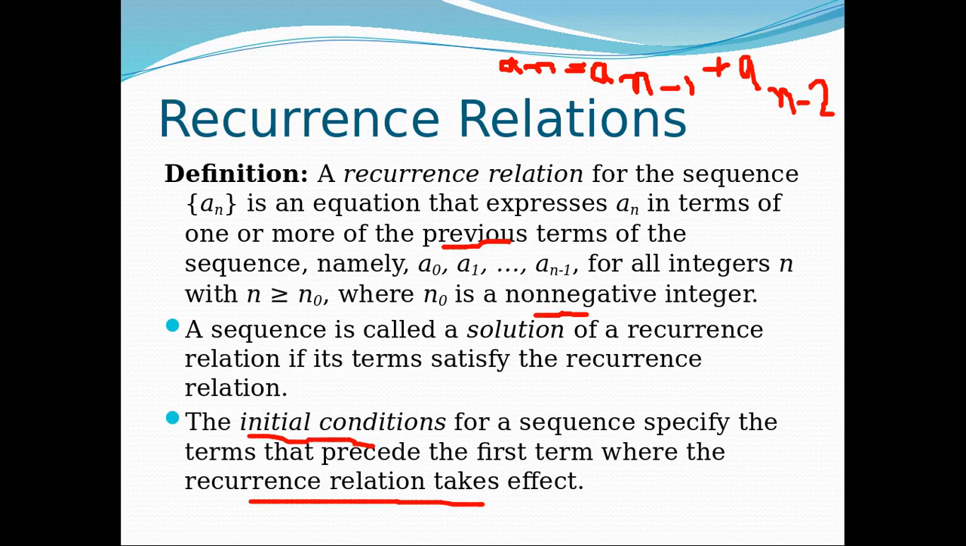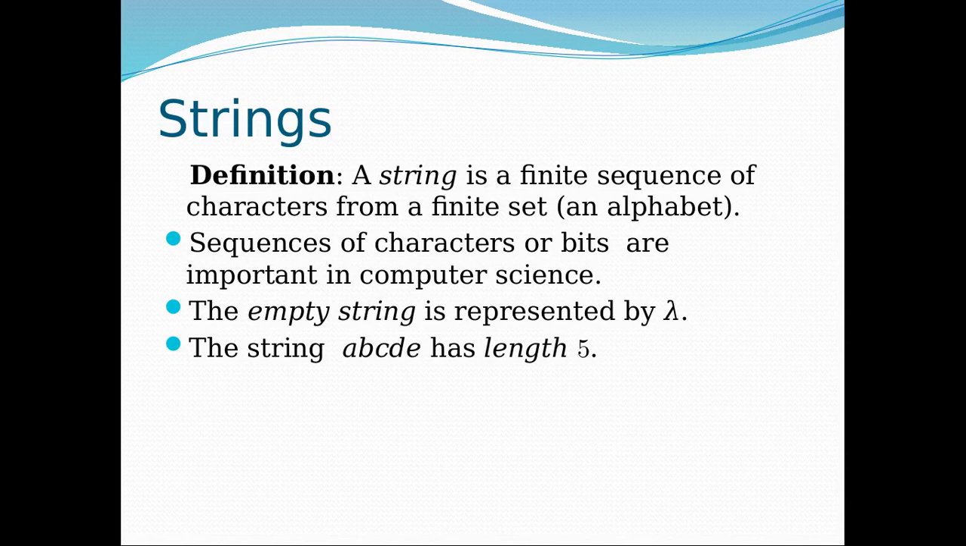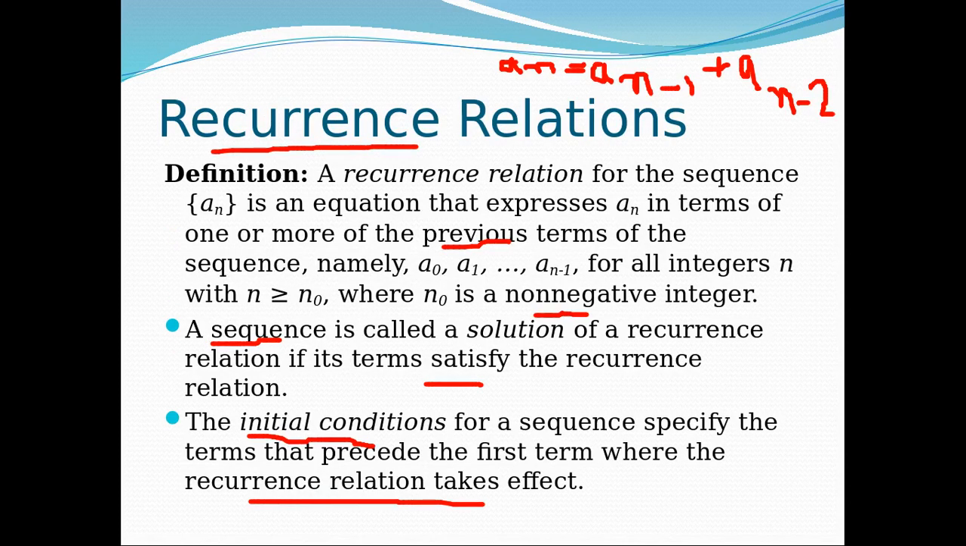A sequence is called a solution for a recurrence relation if its terms satisfy the recurrence. So if you have a sequence which satisfies the recurrence relation, we say that that sequence is a solution of this recurrence relation. The resultant solution would be a sequence which satisfies the recurrence relation. By satisfaction, we mean that the recurrence relation would generate values of that sequence, and if it generates the values of the sequence correctly, then we say that the sequence is a solution of the recurrence relation.